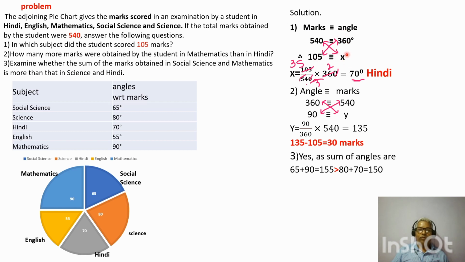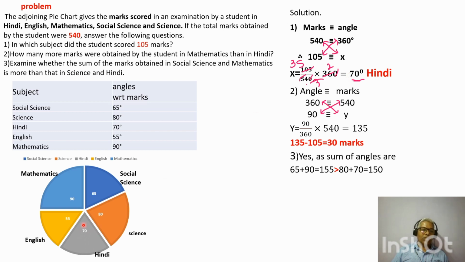Now the angle we have to find out, which is unknown, so it comes here. So 540 corresponds to 360, so 105 corresponds to x. We go for cross multiplication and we get x equal to 105 upon 540 into 360. If you cancel this 0, then 18 2s are 18 3s are, then 3 and 35. If you see, this is very simple calculation, and 35 into 2 you get 70 degrees. 70 degrees, this is for Hindi.